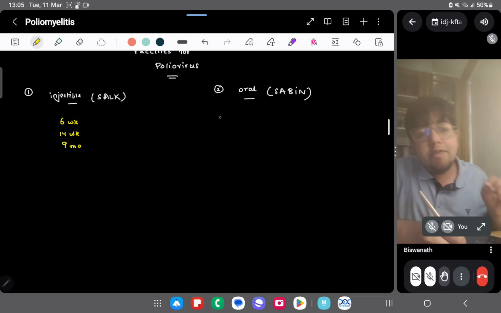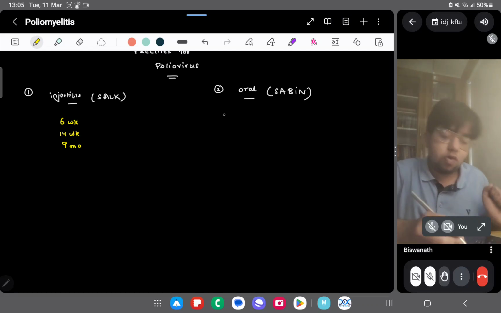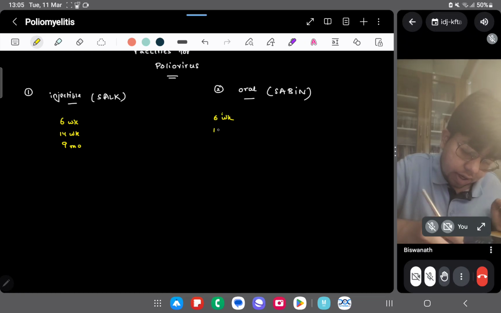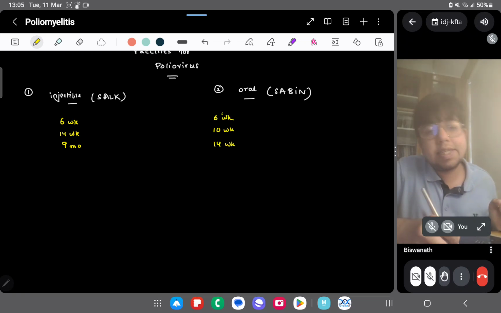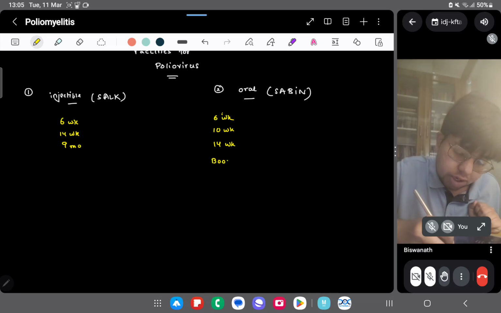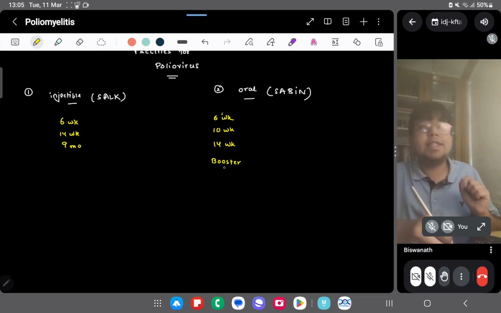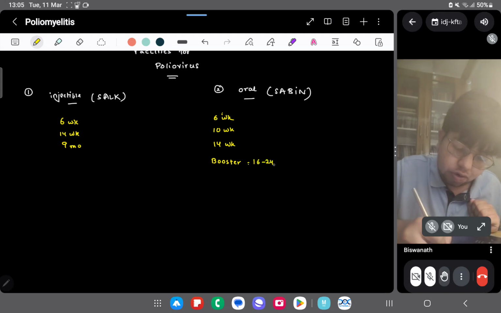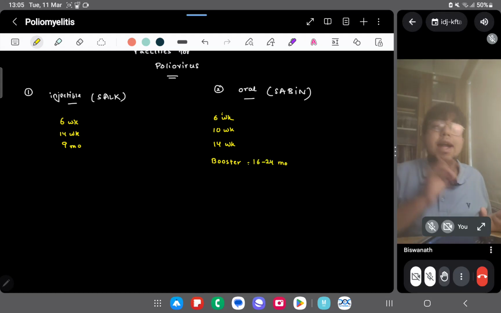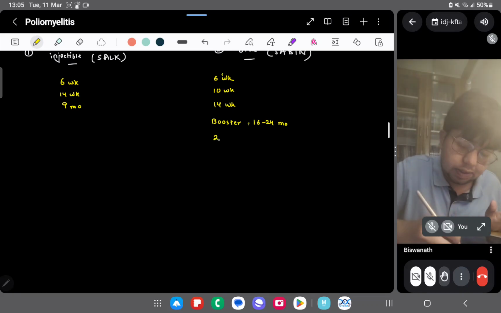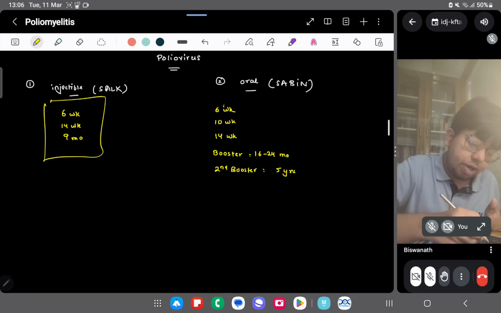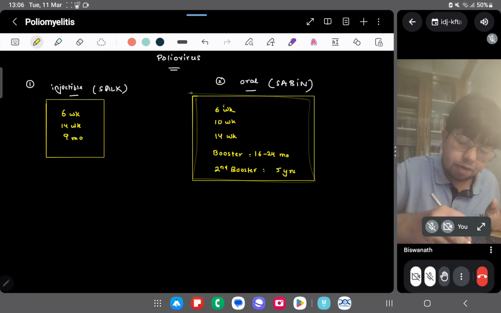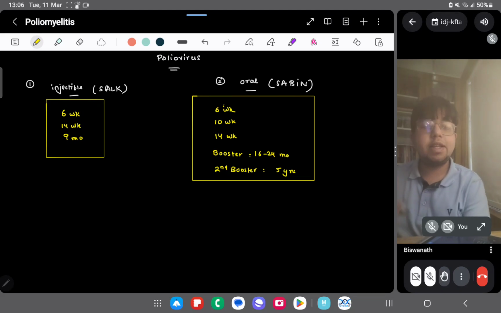And the oral one, we give 5 doses, right? One at 6th week, 10 weeks, 14 weeks: 6, 10, 14. Then we give a booster. The booster is given at 16 to 24 months. This is the booster dose. And the second booster is given at 5 years. So here you have the dosing regimen of the injectable one, and here you have the dosing regimen of the oral one. Okay, if this is clear, then we'll move forward.